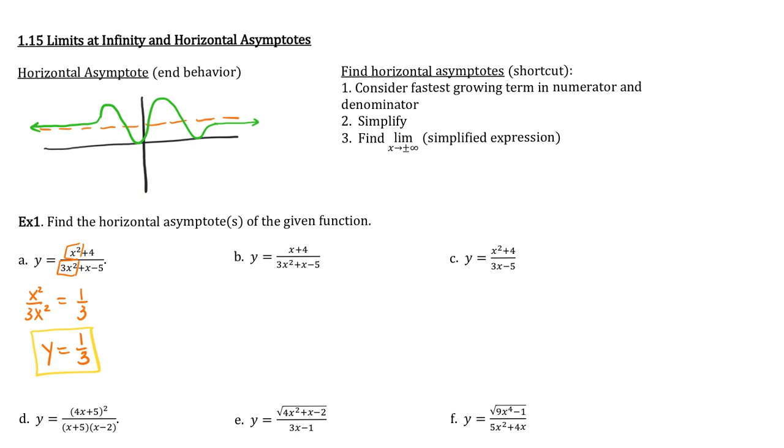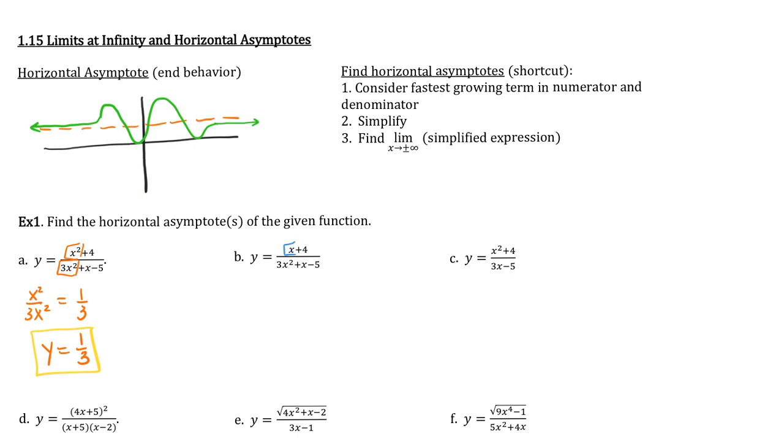Okay, so for b, I have y equals x plus 4 over 3x squared plus x minus 5. Let me first just consider if I were to plug in infinity or negative infinity. If I plug in infinity, I get infinity plus 4 over 3 times infinity. I'm going to get infinity over infinity. If I plug in negative infinity, I'm going to get negative infinity plus 4, which is some kind of negative infinity, and the bottom, I get some sort of infinity. Since it's infinity over infinity or negative infinity over infinity, it is indeterminate.